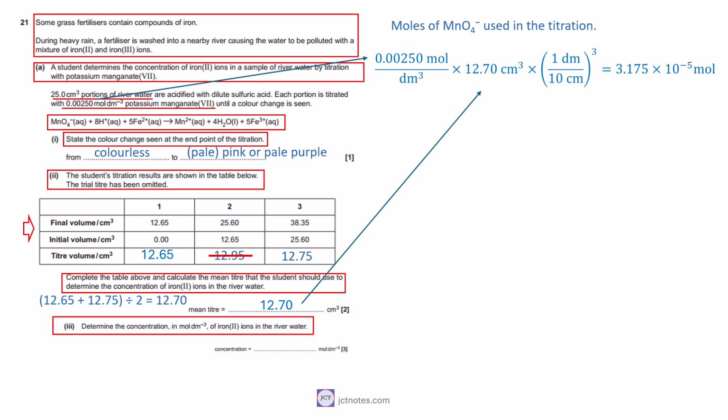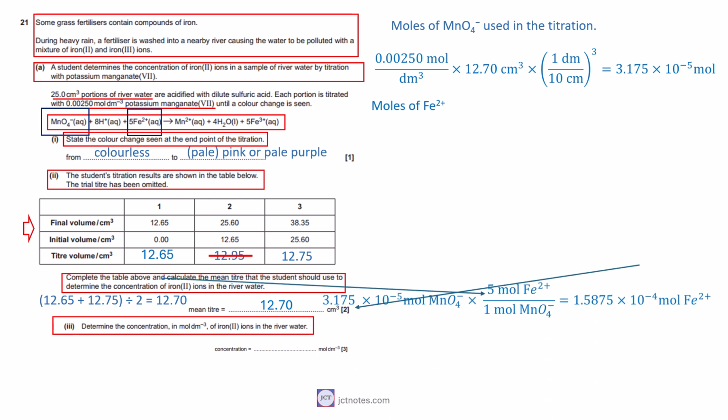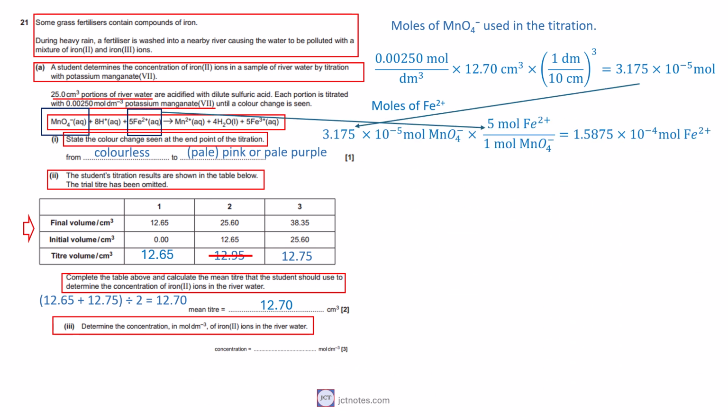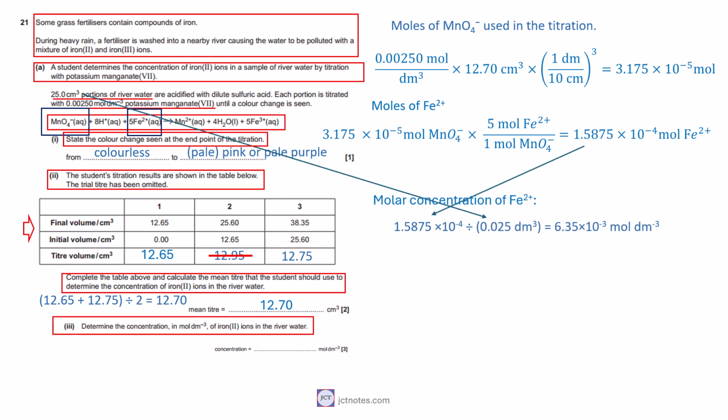To calculate the number of moles of iron 2, we check that from the stoichiometry of the reaction, each mole of manganese 7 reacts with 5 moles of iron 2. Then, the student has titrated 0.5875 times 10 to the power of minus 4 moles of iron 2. The molar concentration of iron 2 is given by dividing the number of moles by the volume of the portion in cubic decimeters. This gives a value of 6.35 times 10 to the power of negative 3.